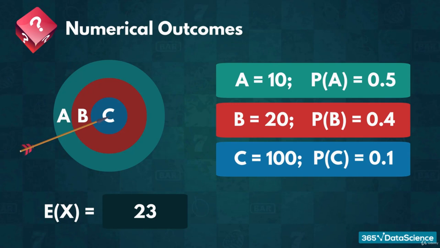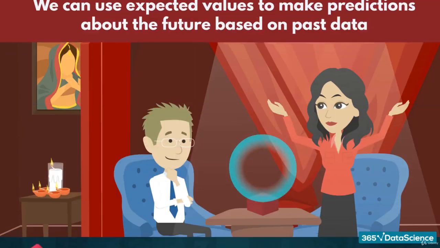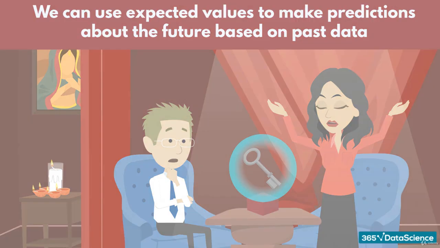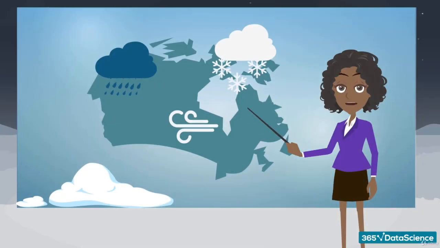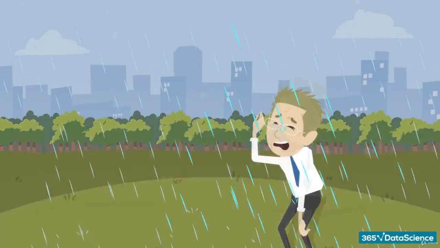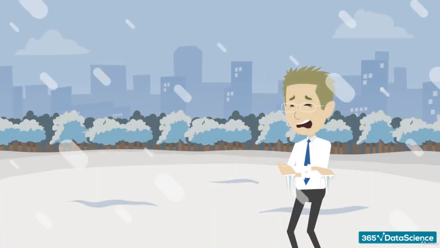So why is it important to know what the expected value of an event is? We can use expected values to make predictions about the future based on past data. We frequently make predictions using intervals instead of specific values due to the uncertainty the future brings. Meteorologists often use these when forecasting the weather. They do not know exactly how much snow, rain, or wind there's going to be, so they provide us with likely intervals instead.